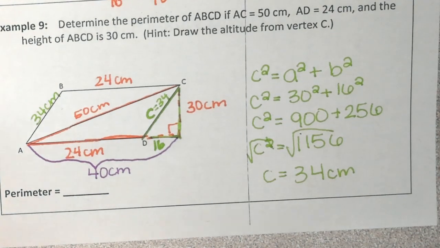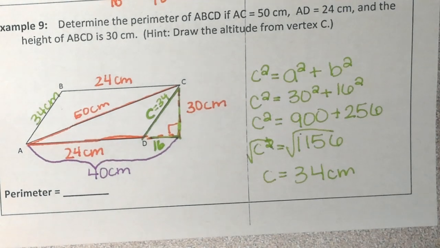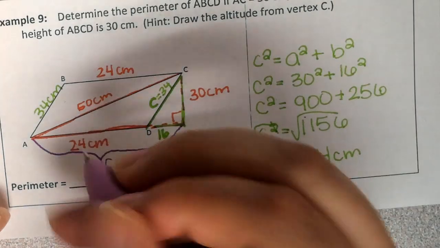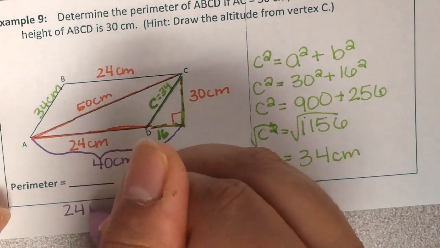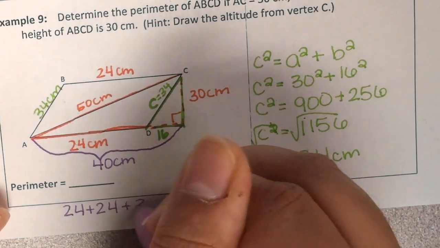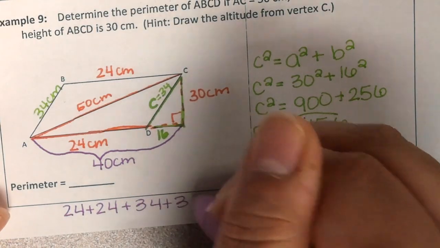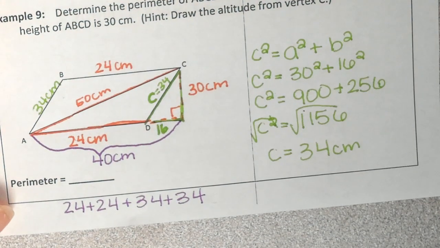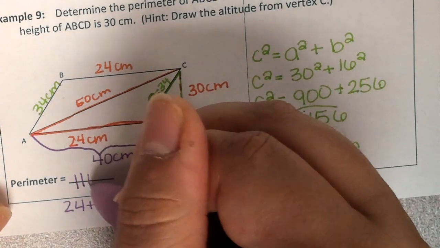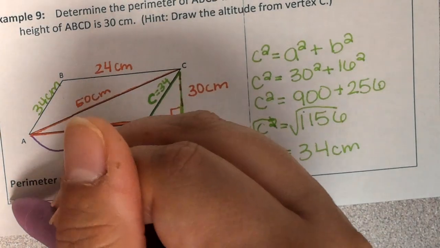The question's asking for the perimeter. How do I find the perimeter? 24 times 2 plus 34 times 2, which is 48 plus 68. I'm just going to make life easy and add them all up: 24, 24, 34, 34. And I get 116 centimeters. 116 centimeters.